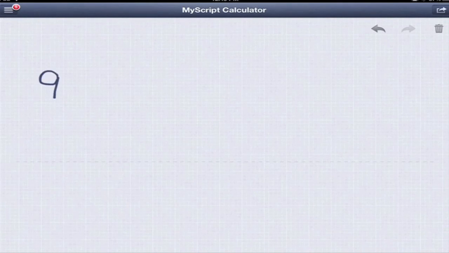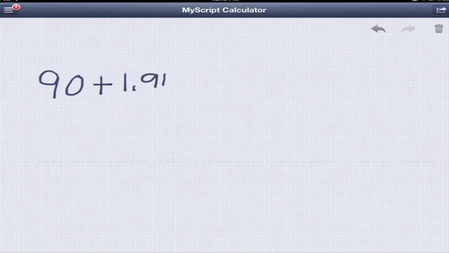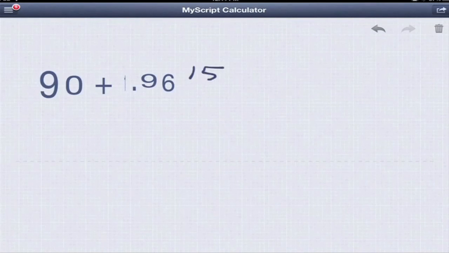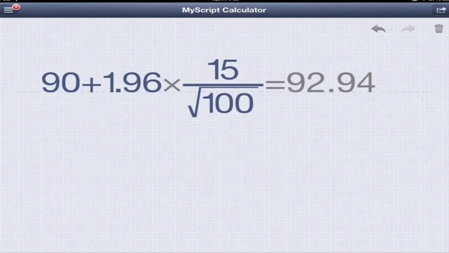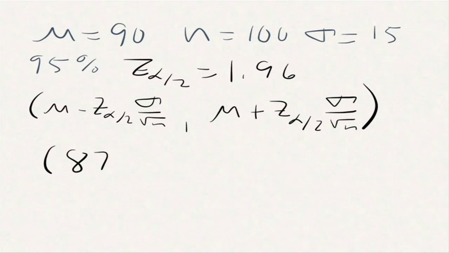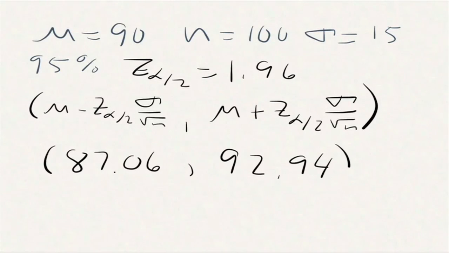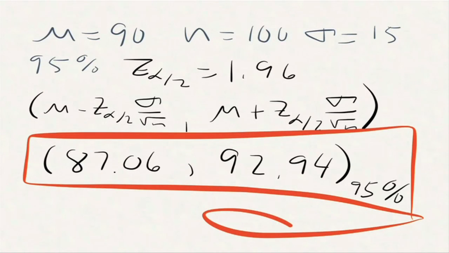Let's do the other side. That's where we take the 90, we add 1.96, and we multiply it by 15, and we divide it by the square root of 100. Boom! 92.94. Let's go ahead and stick that back into our confidence interval. So the left side of my interval is 87.06, and the right side of our interval is 92.94, and that's at 95% confidence. I like to put that down there. And we're done!